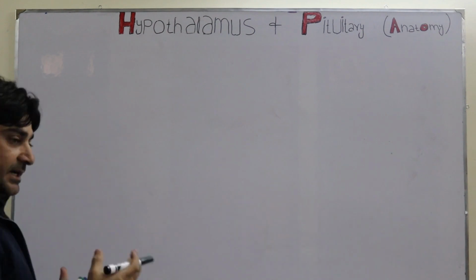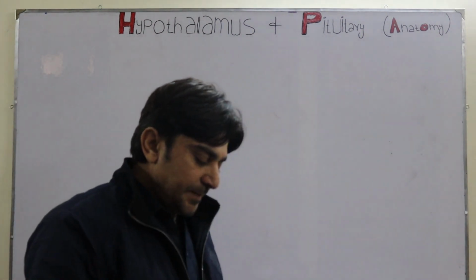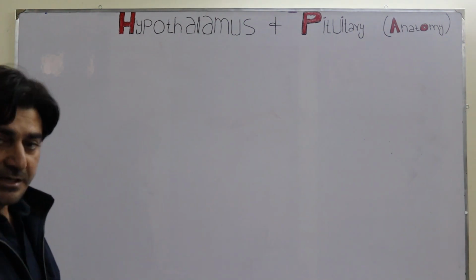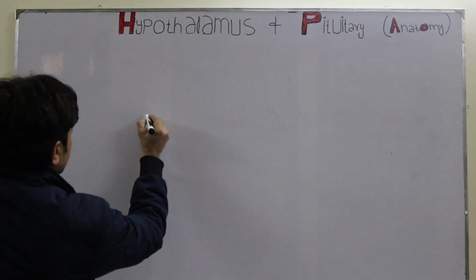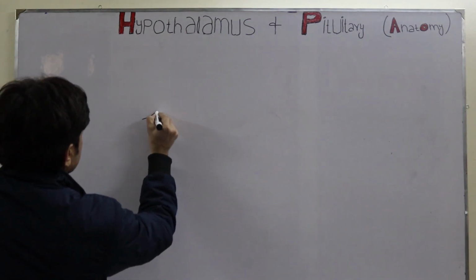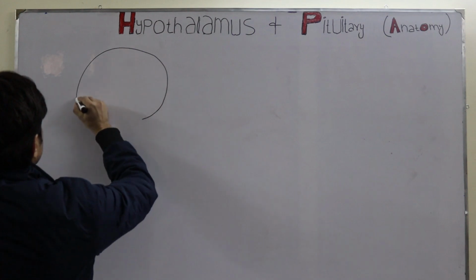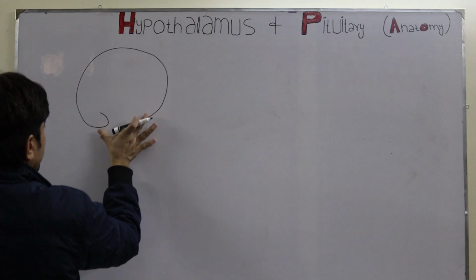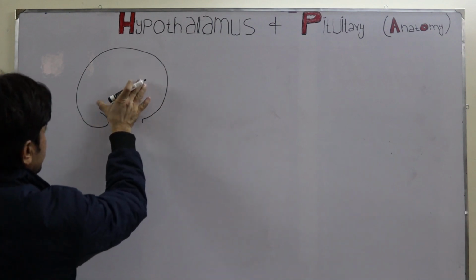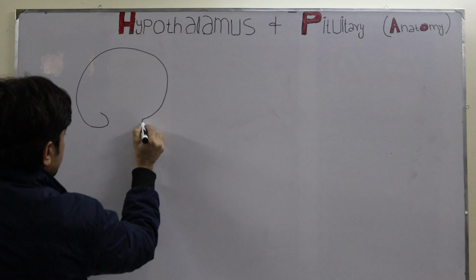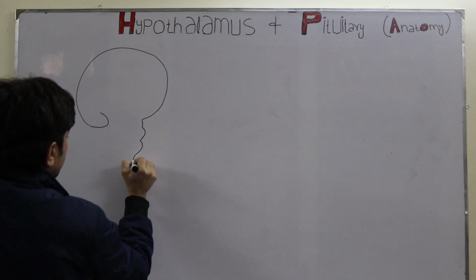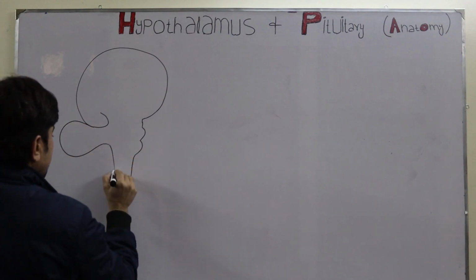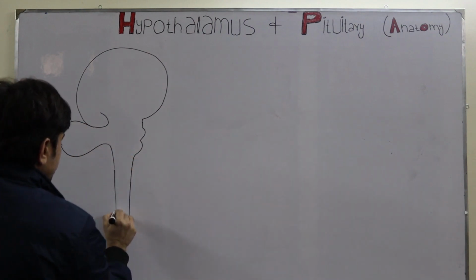Now I will show the lateral view of the adult brain. Then I will show where hypothalamus is located, where pituitary is located, and how they are connected with each other. So, for example, this is the brain. This is the forebrain. All structures located here are formed in this structure. This is the midbrain, this is the pons, medulla oblongata, and here is the cerebellum. This is the spinal cord.